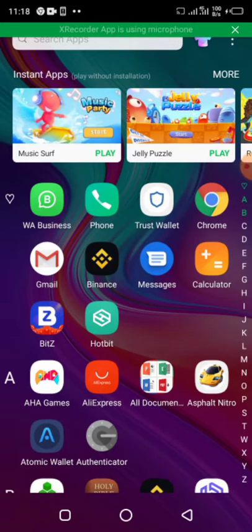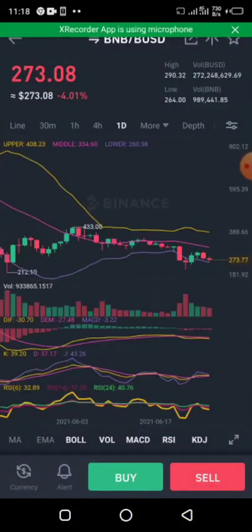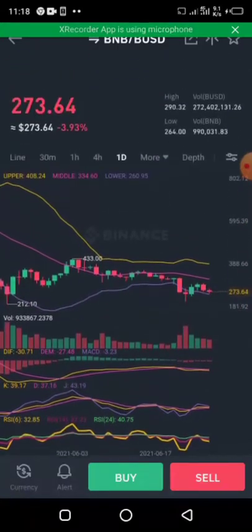So I don't need to waste much of our time. Let me just go straight to the point. This evening, we are transferring some funds from the spot wallet to the futures wallet. So we are doing it right away.